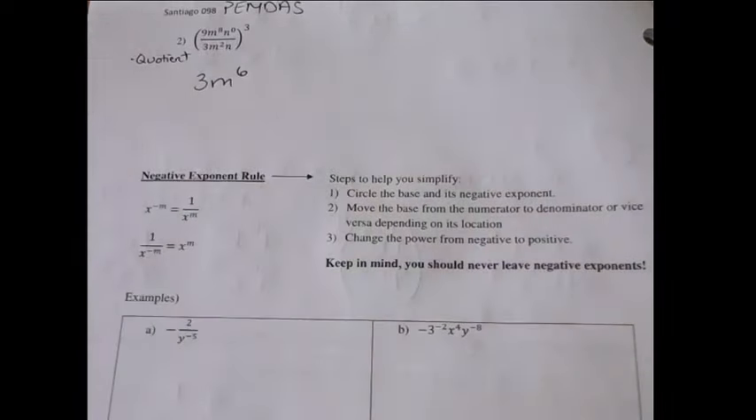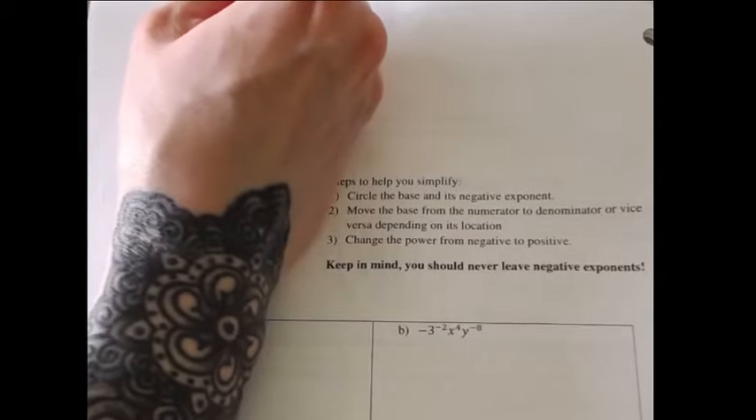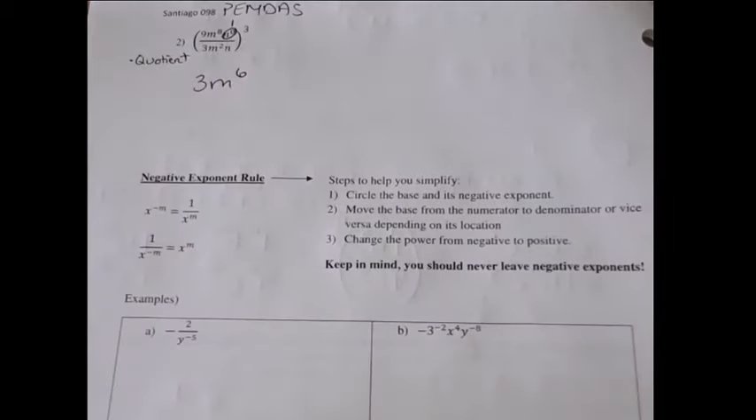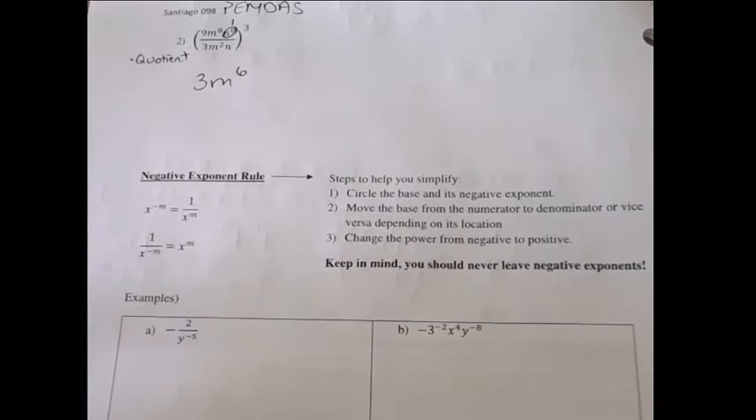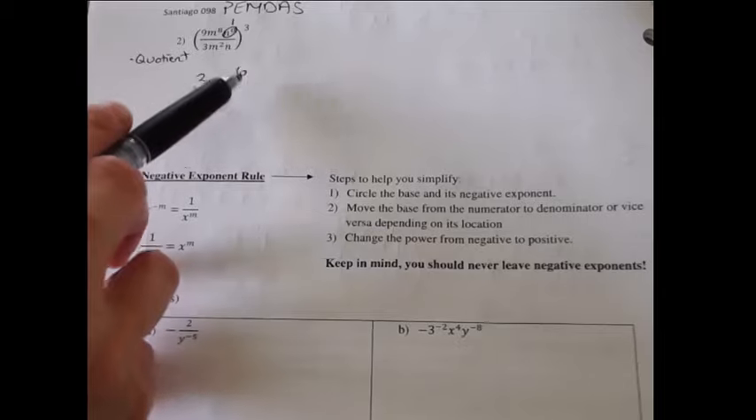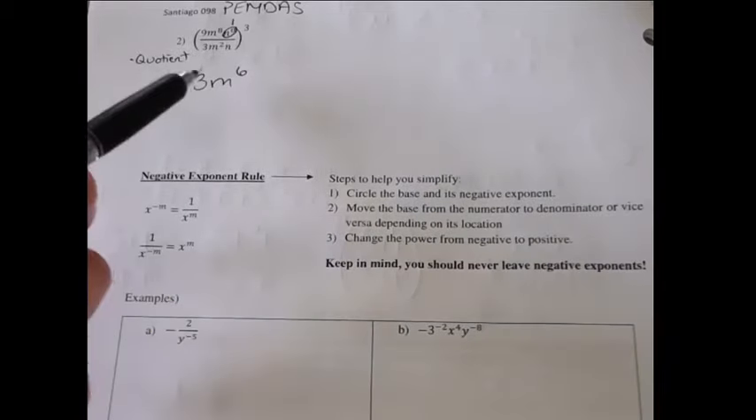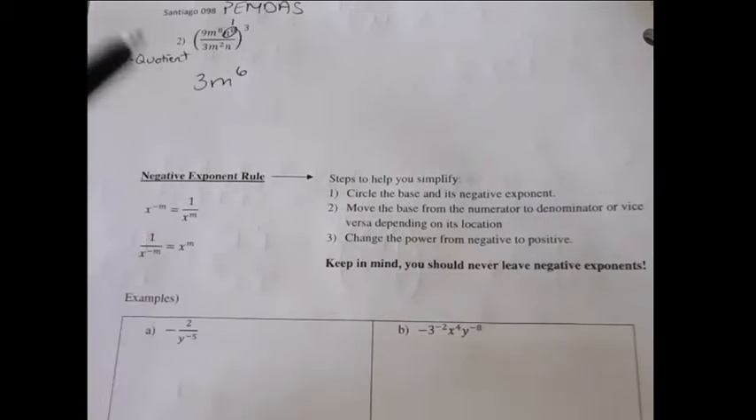Then we have an n to the 0. N to the 0 is simply 1. So if n to the 0 is 1, then 1 times anything else is everything else. So it's an identity, which means it does not change what's inside that set of parentheses. I could write times 1, but we know 3m to the 6 times 1 is 3m to the 6, so I'm going to leave that there.